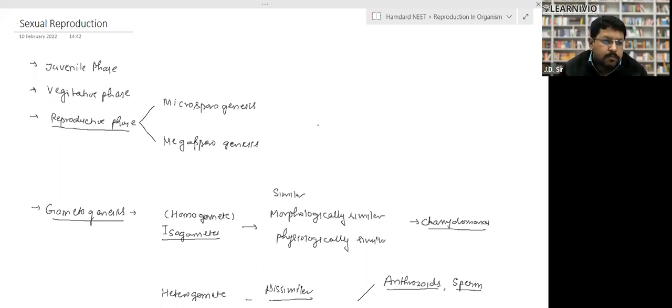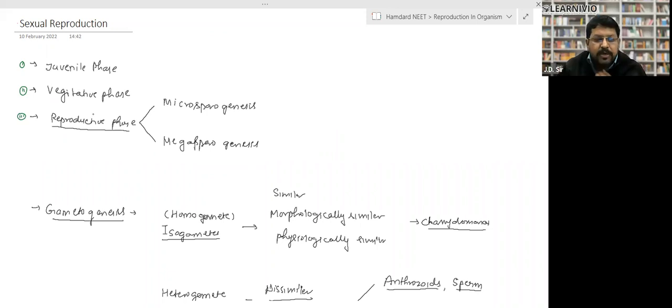So in sexual reproduction, what happens basically? The life of the plant is divided into three phases. First, the juvenile phase, when the plant is very small, right? Second is the vegetative phase, when the plant becomes young, leaves develop, branches develop, fruits develop, and after that the third part is the reproductive phase.